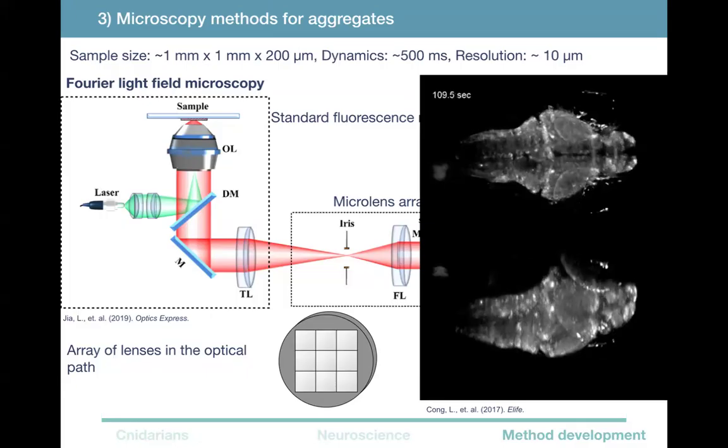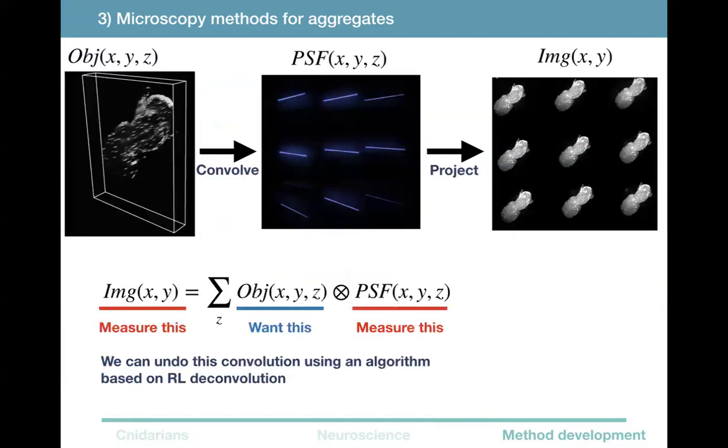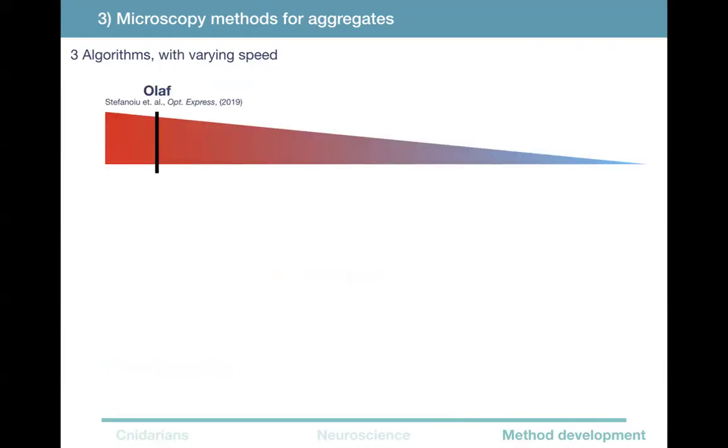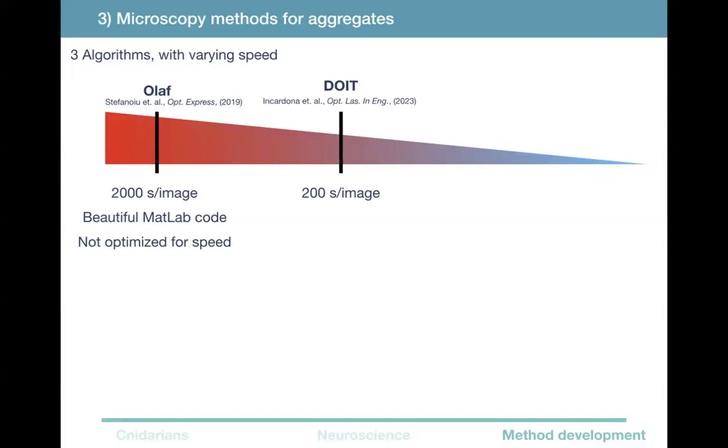Okay. So then on to this reconstruction step. We went ahead and looked around at what sort of algorithms are out there. And what we found is generally 3 algorithms that have varying speeds. So the first and the most simple is one that was called Olaf, which, on my setup, could reconstruct an image in about 2,000 seconds, but was written in really nice, open MATLAB code, but wasn't at all optimized for speed.